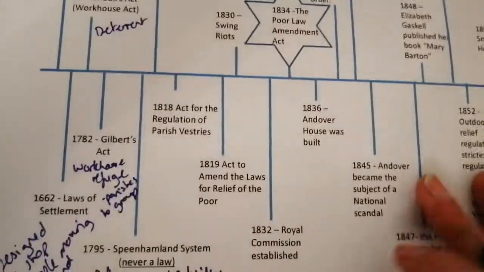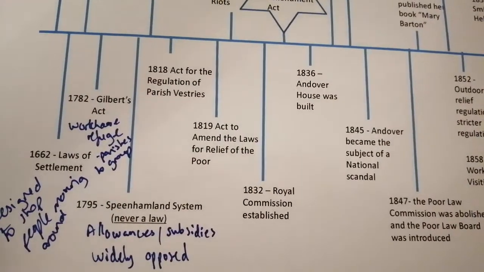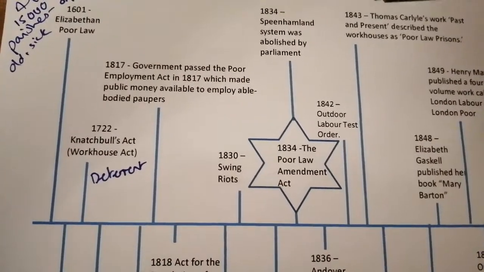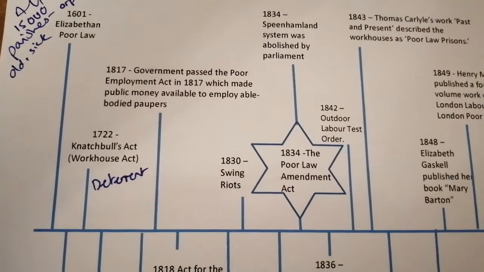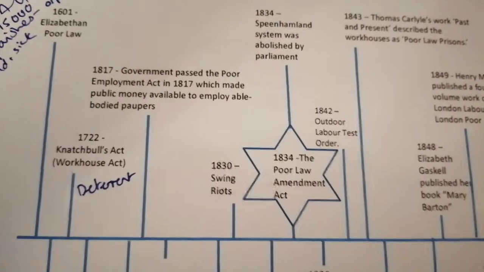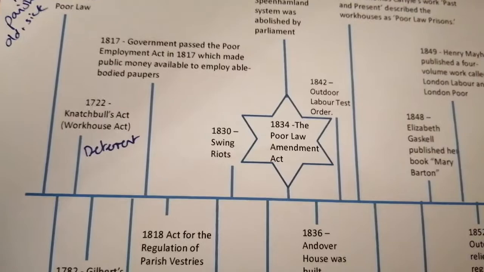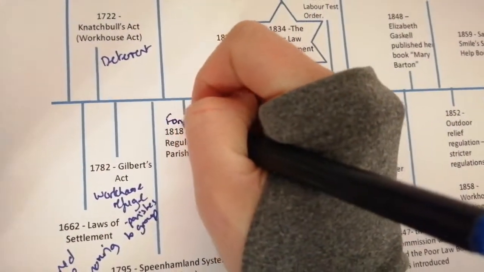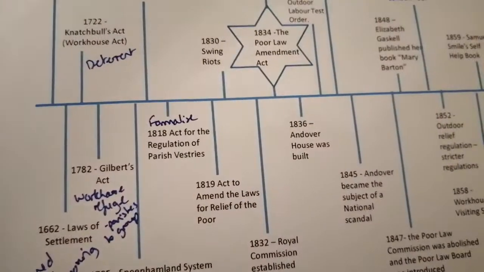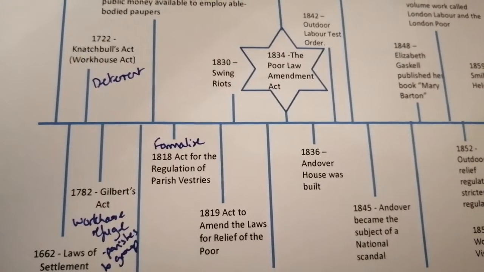Now, after this point, we start to see acts being taken more in our time period, so stuff that actually is going to get done. Now, in 1817, we see the government pass the Poor Employment Act, which made public money available to employ able-bodied paupers. So it's an attempt to get people working, but it doesn't really come to anything. Now, they already know that they've got some of these problems, and so in 1818, we start to see them formalise the whole Poor Law Amendment. They're starting to figure out how to formalise poor relief and how people get it.